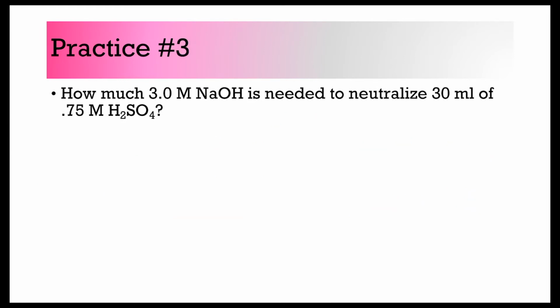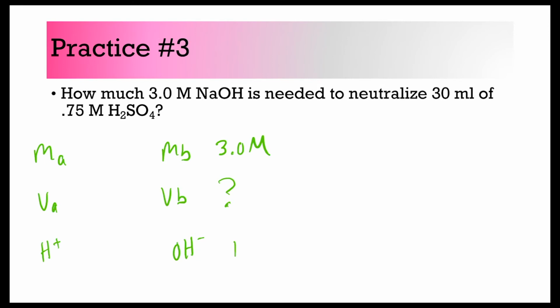Number 3. Again, same protocol for every question. Label out everything: MbVb OH minus. Okay. How much 3 molar NaOH, so that is our base. So we know we have 3.0 molar for our base. Our base gives off 1 OH. And we're looking for how much of that, so the volume of our base. To neutralize 30 mils, that goes our volume of our acid, a 0.75 molar solution, and our acid gives off 2 H's.